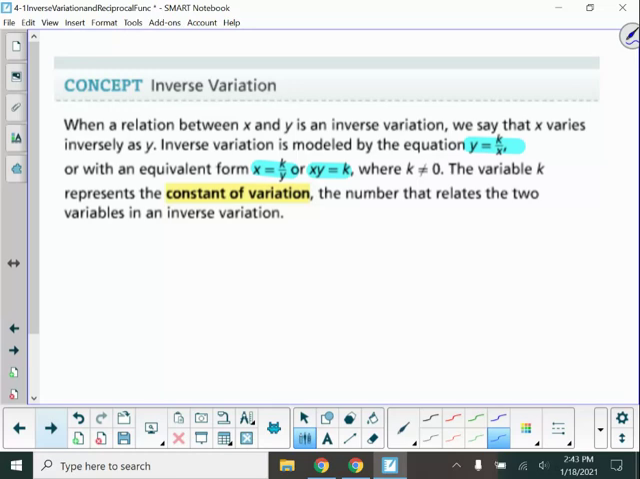Typically, you will have a value for k. For example, in part A of the first example that we did, my k would be 12, because k is whatever constant term you get whenever you multiply your x's and y's together. That's why it's called the constant of variation.